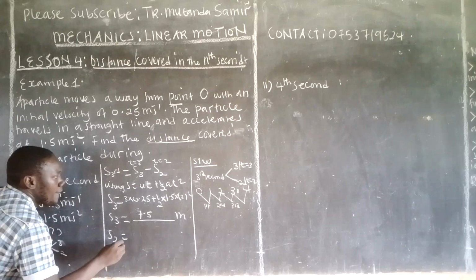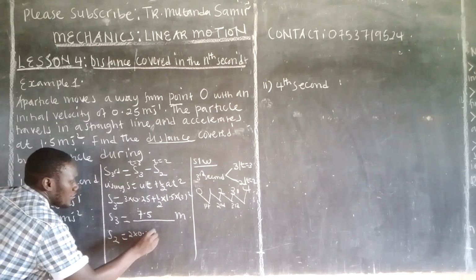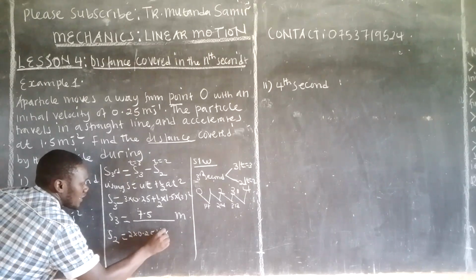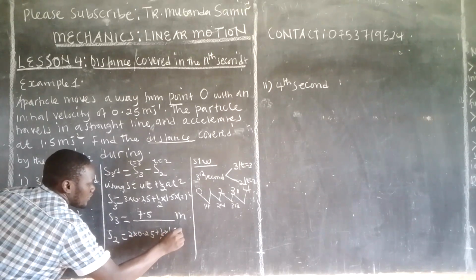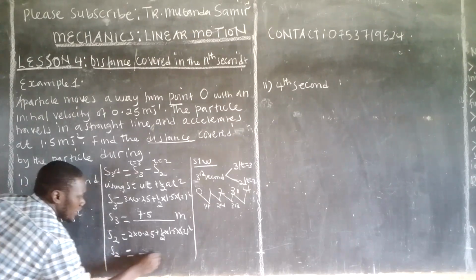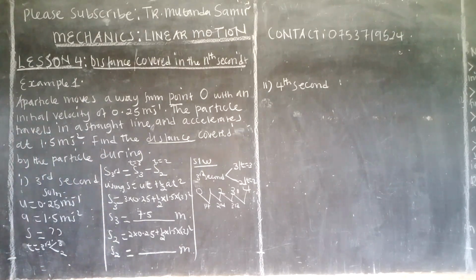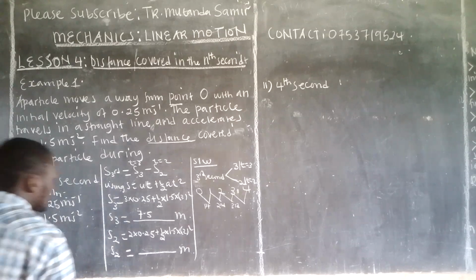S at t=2 will be 0.25 times 2 plus a half times 1.5 times 2 squared. Now what will be your S2? Your S2 is the displacement covered when time t is equal to 2. When you look at that, our S2 is going to be 3.5 meters. Please use a calculator to get those answers.